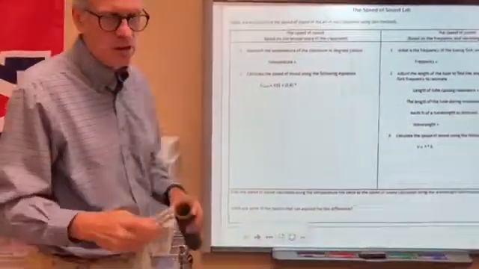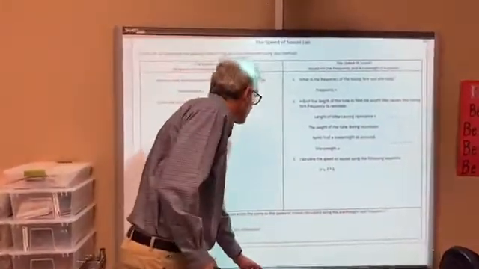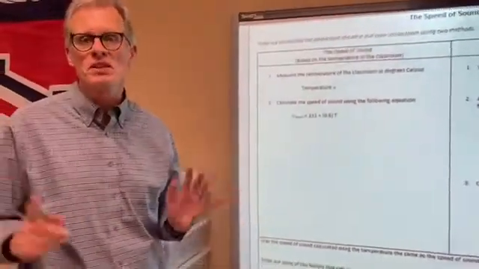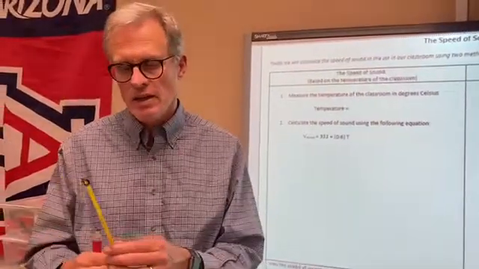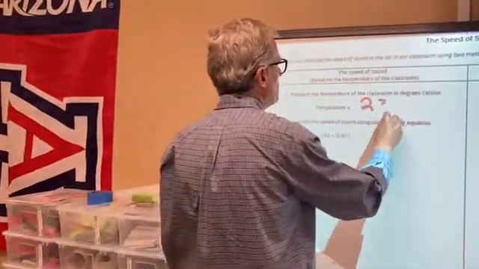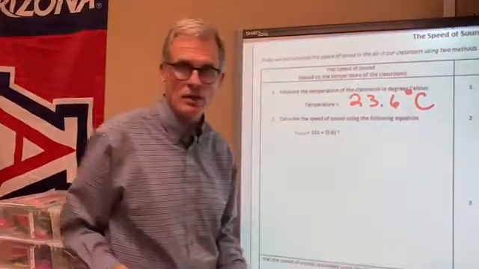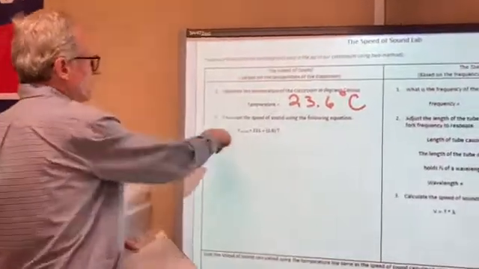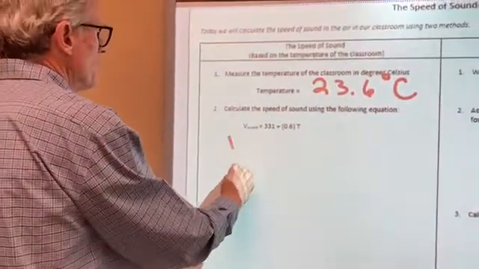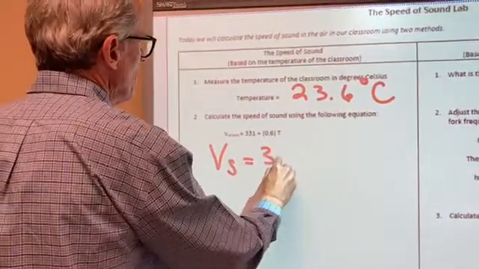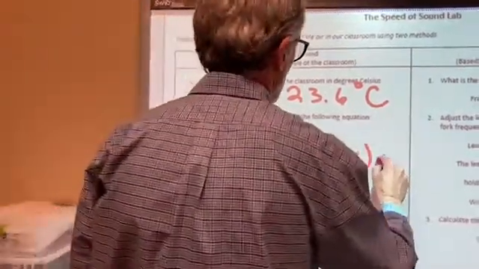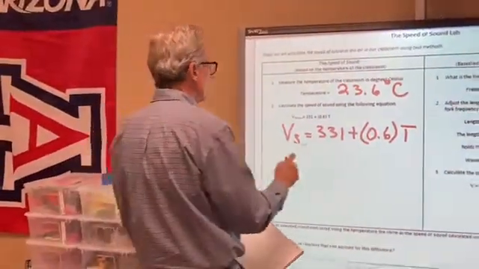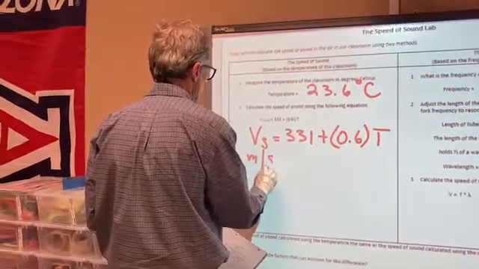Okay, so first, let's set the scene a bit. First, I want to make a prediction about what the speed of sound is in this room. So I pop out a thermometer and measure the temperature in the room. Now I've already done this, so I know what it is. The temperature in this room is 23.6 degrees Celsius, okay? There's a little formula down here, and it's pretty small, so I'm going to write it larger. V sound equals 331 plus 0.6 times the temperature in Celsius, okay? And this will give you a velocity in meters per second.